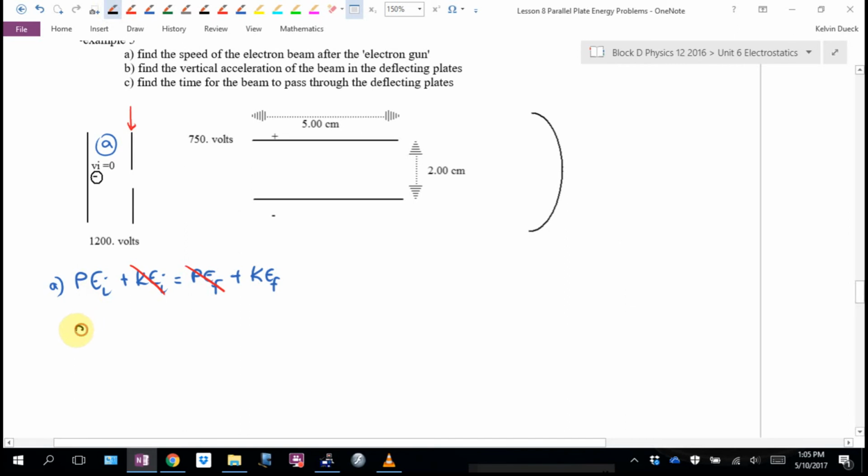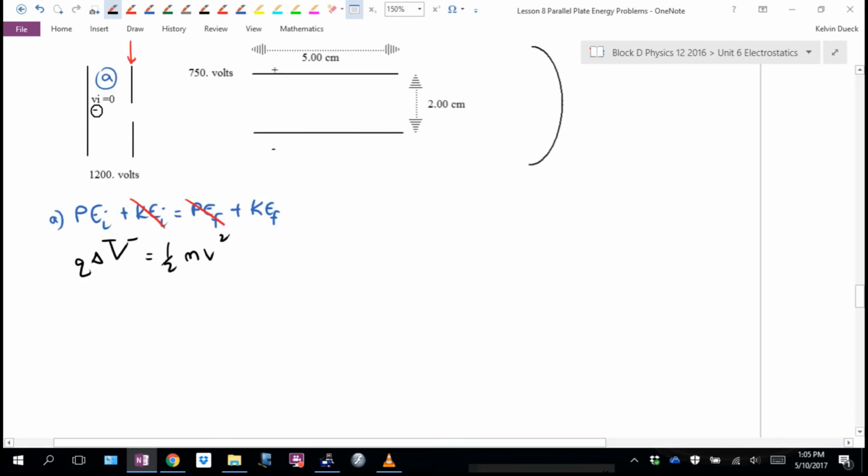Oh, you know what, Sarah? We're going to use that QV, much nicer version of potential energy. This is one of the reasons voltage is so handy. QV equals a half mv squared. In fact, we're going to end up with Luke's equation, I think. Luke said times by 2 divided by m, square root. V is going to be 2 times Q times the voltage divided by m, square root.